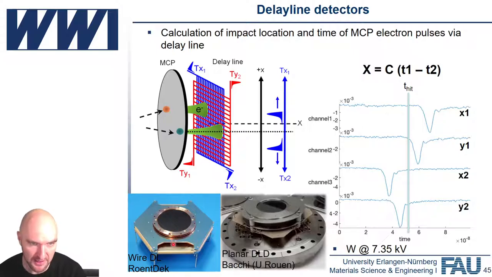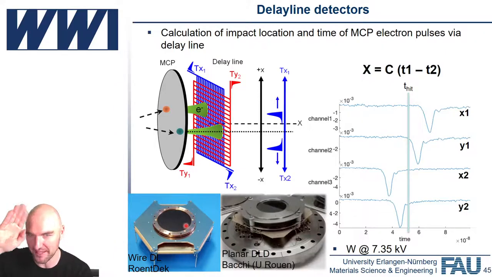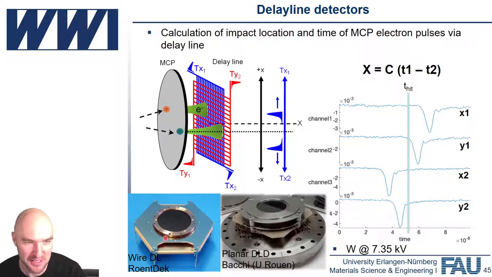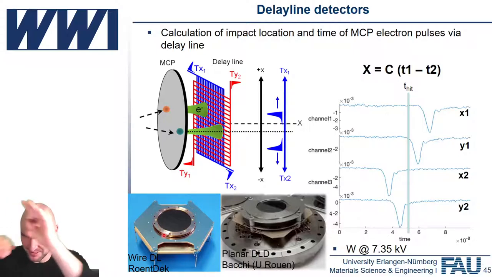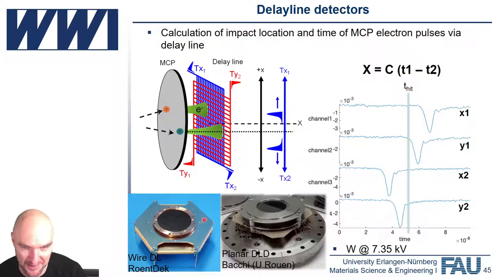So this is a wire delay line from Roentek. And you can see with the wire delay line, you've got the problem that you need to have the wires go out quite a lot further than the actual detector area, just because in this case, we've got a redundant delay line. So it needs to go out much further for everything to have its space there. Whereas here we've got a planar delay line from the colleagues in Rouen, which have put everything on a PCB, and this is actually what most modern delay lines are like.